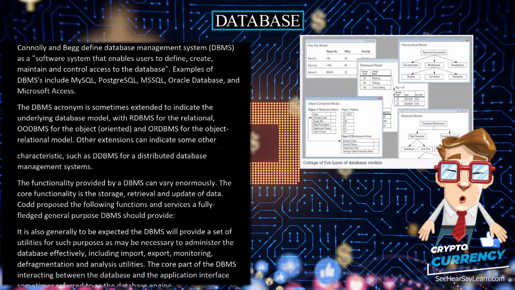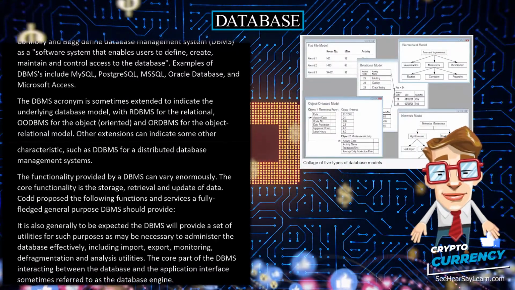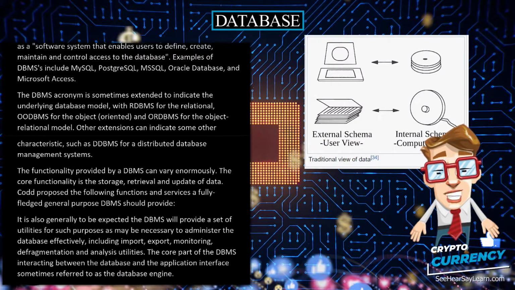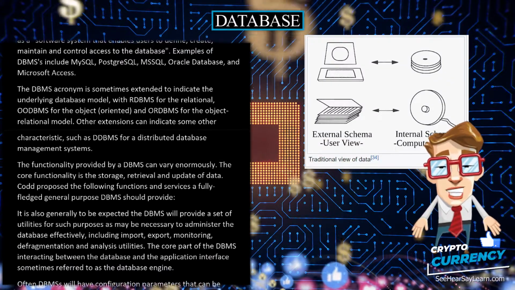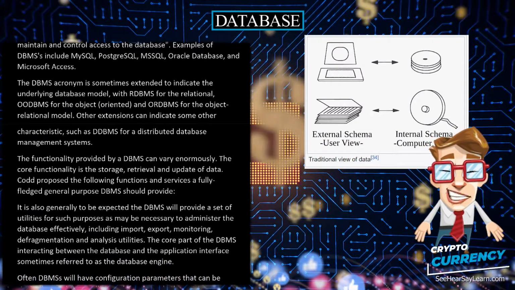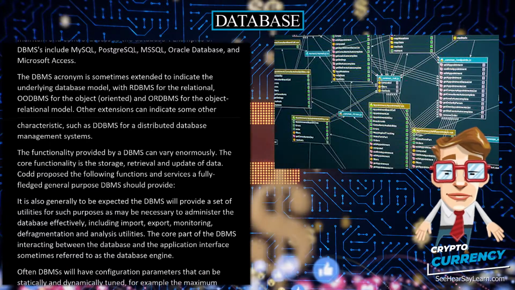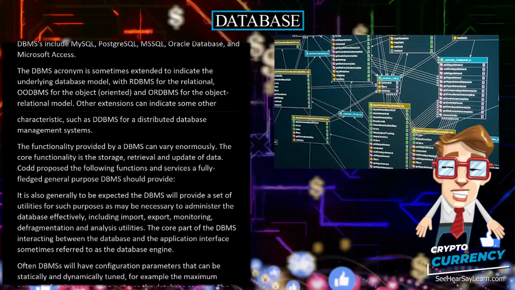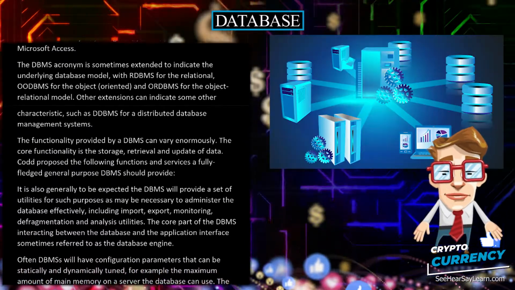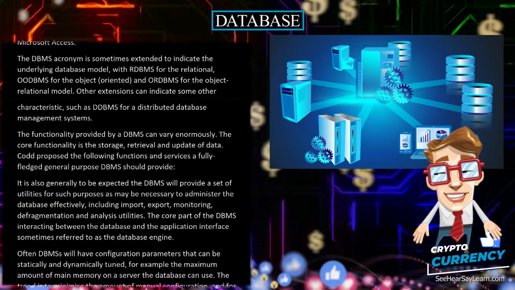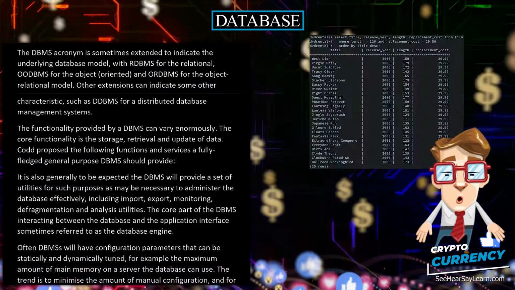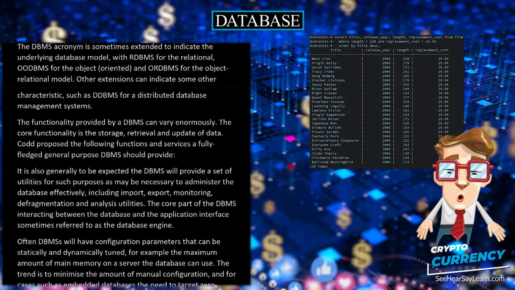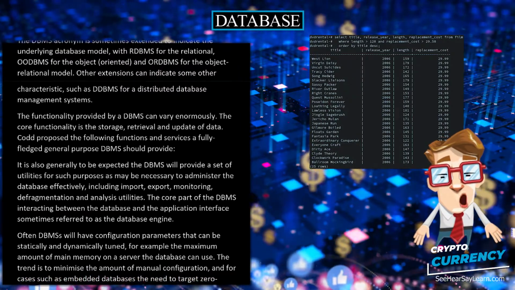Other extensions can indicate some other characteristic, such as DDBMS for a distributed database management system. The functionality provided by a DBMS can vary enormously. The core functionality is the storage, retrieval and update of data. Codd proposed the following functions and services a fully fledged general-purpose DBMS should provide.